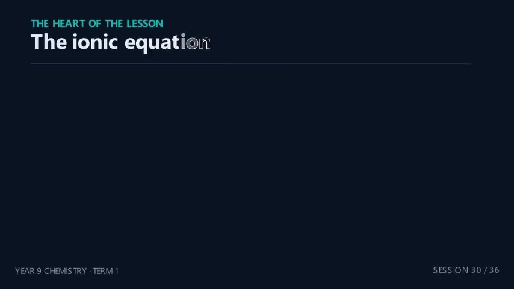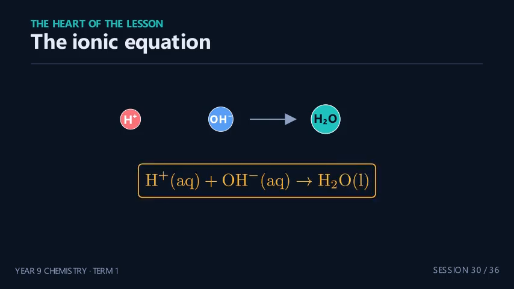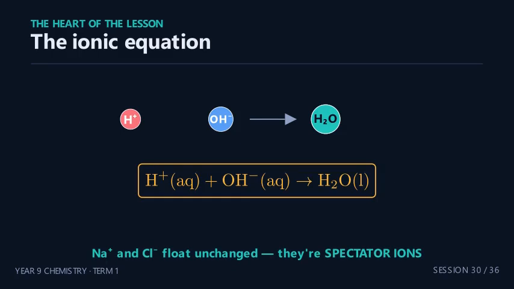Now let's zoom into the particle level, and this is the heart of the lesson. In that reaction, the sodium ions and chloride ions are just floating in the water, before and after, unchanged. So what actually reacts? Only 2 ions, the hydrogen ion from the acid and the hydroxide ion from the alkali, join together to make water. There it is, the ionic equation. H+ + OH- gives H2O. That single tiny reaction is what neutralization really is. The ions that don't change, the sodium and chloride, we call spectator ions.